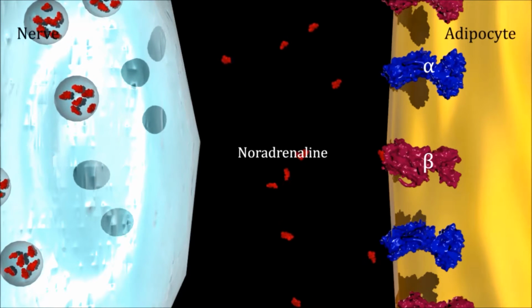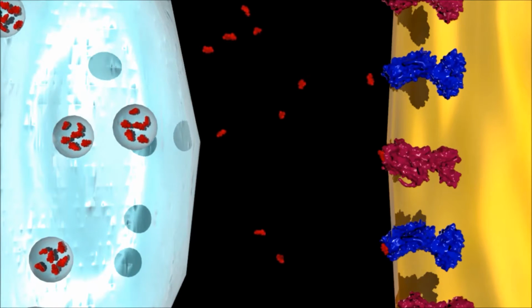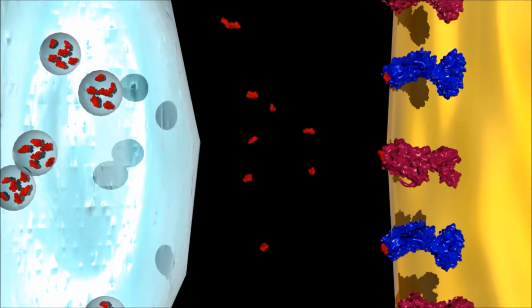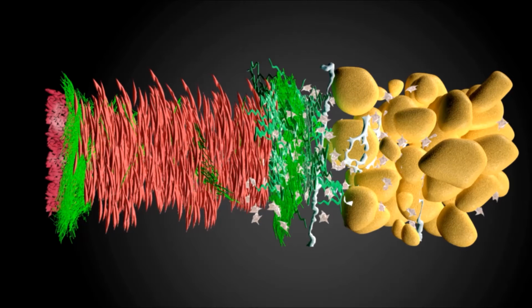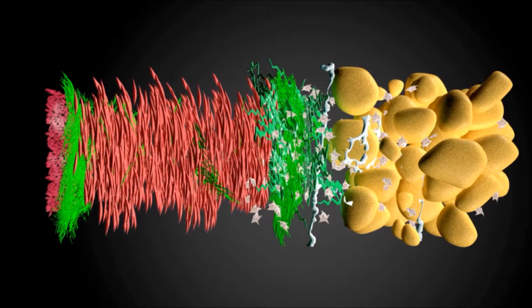Our hypothesis suggests that release of two of the many adipocyte-specific adipokines can be modulated by the action of the sympathetic neurotransmitter noradrenaline, acting on alpha and beta adrenoceptors on the surface of the adipocytes.